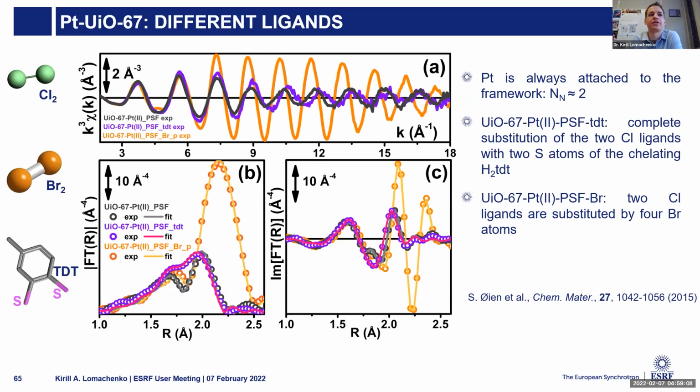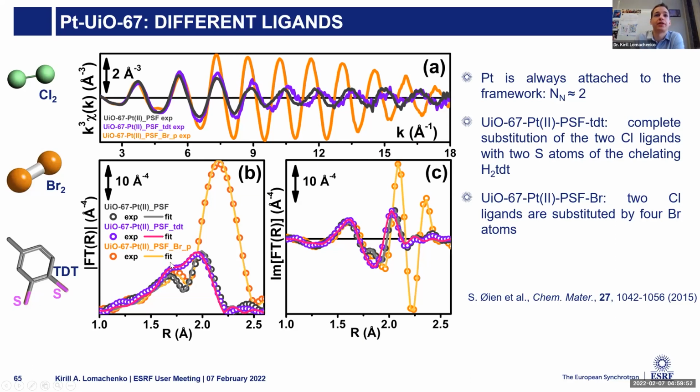And then an instructive picture is here. What happens when you substitute the chlorine ligands with something else, for example, with bromine, or with this molecule, methyl. We see that what XAS gives us is information that the platinum functionalized with these molecules is still attached to the framework. So the spectrum always contains a contribution of 2 nitrogens, because the fits of the coordination numbers of nitrogen are quite good. The coordination numbers are 2.